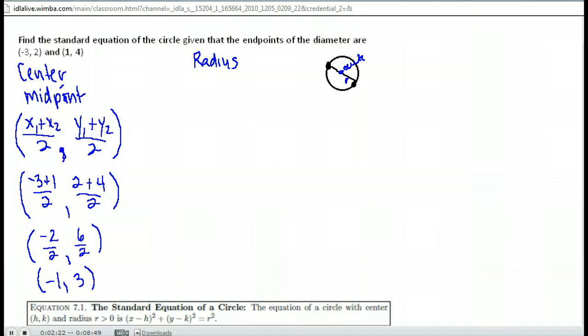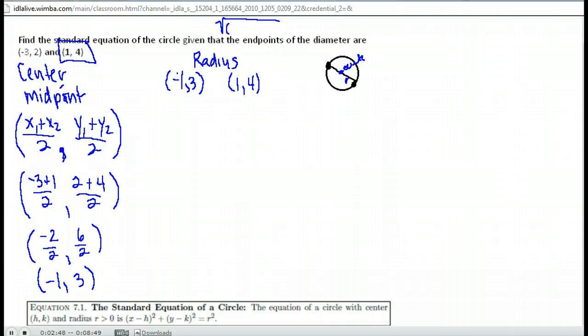Now we have to find the radius. So with radius, we need the distance between the center, which is at -1, 3, we just found that, and either of these 2 points on the edge of the circle. You can pick whichever point you would like to use. I'm going to use the point 1, 4. Notice that was one of the points they gave us that was on the edge of the circle. Now, we need the distance between those 2 points.